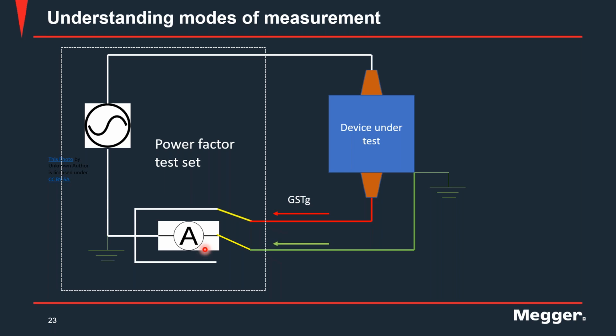When you operate in the UST mode, which is the ungrounded specimen test, only the measurement lead connects to the ammeter, and you end up measuring the current that's flowing out through the measurement lead.